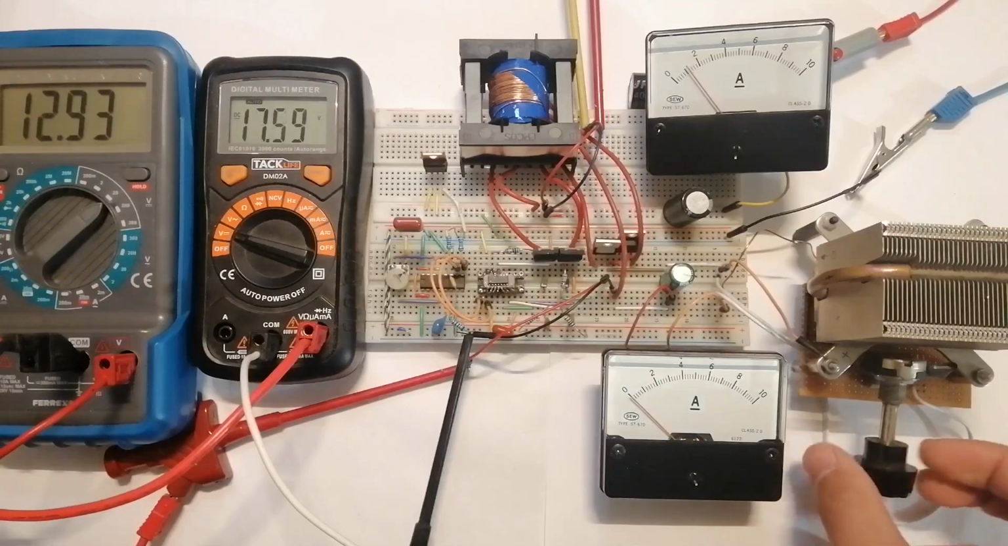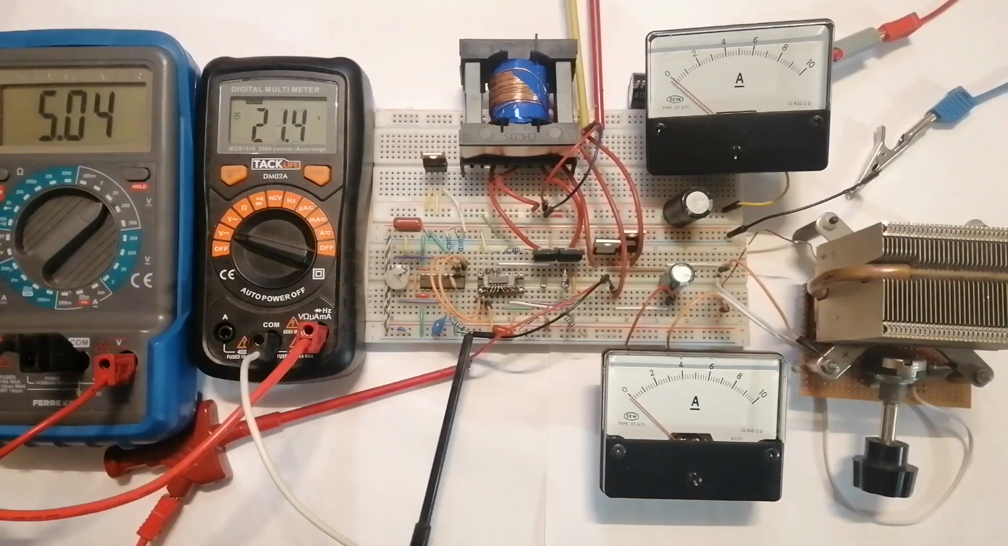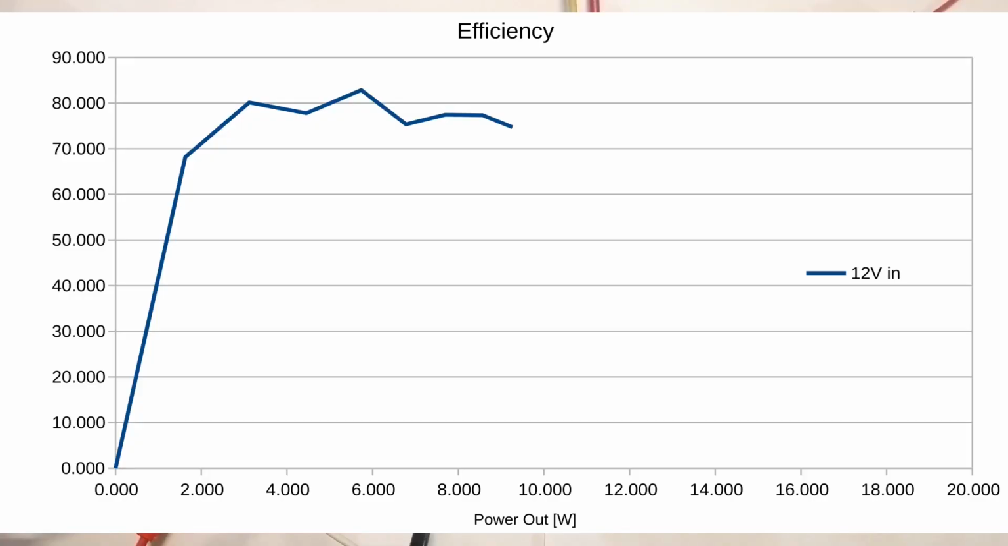And this is for multiple reasons. One is because we have a step-down transformer. And the second reason is because we obviously lose a little bit of voltage over the diodes, the wires, and all that stuff. Sweeping through the different output powers from 0 to, I think, 9 watts, we can see that we get to an efficiency of 80%.